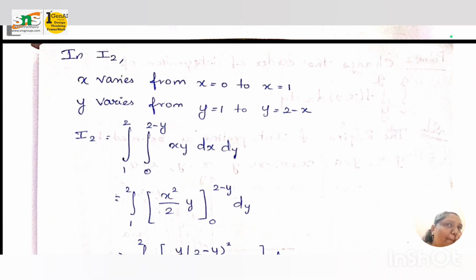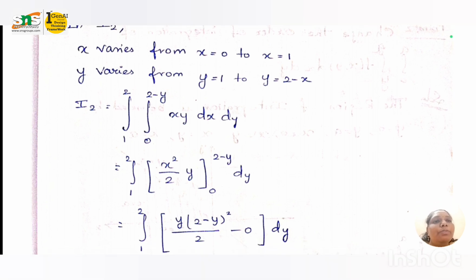For I2, x varies from 0 to 1 and y varies from 1 to 2 minus x. So x will vary from 0 to 2 minus y, and y varies from 1 to 2. Now we integrate the x part. We will get x squared divided by 2, and the limit varies from 0 to 2 minus y. So we get 2 minus y the whole squared.